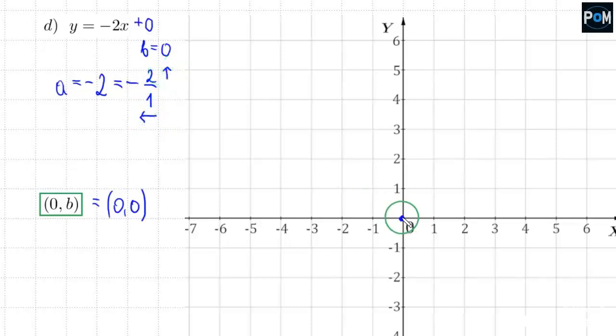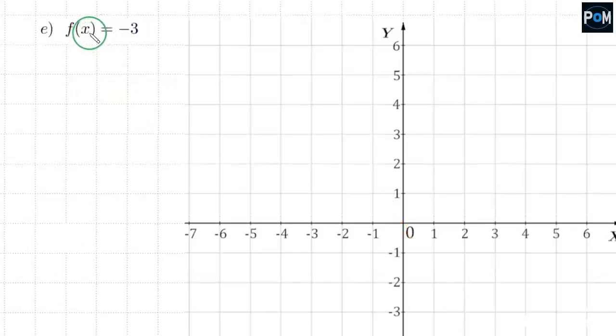So that's what we do from this point, 1 to the left and 2 up. Then 1 to the left and 2 up. You could do the same here. And there would also be a point somewhere here. We have these steps here, 1 to the left, 2 up, and so on. We can draw the graph of the function y equals negative 2x. End of example D. And the last example in this video, f of x equals negative 3.